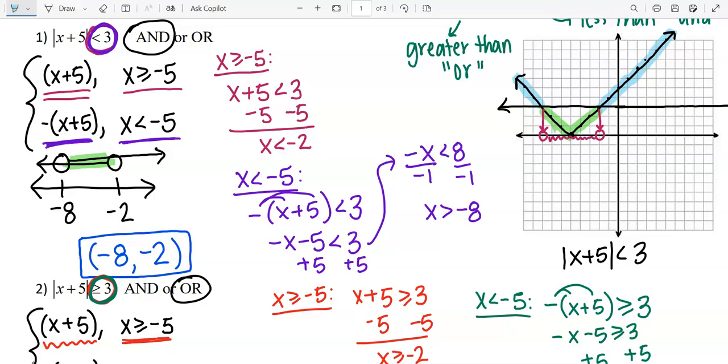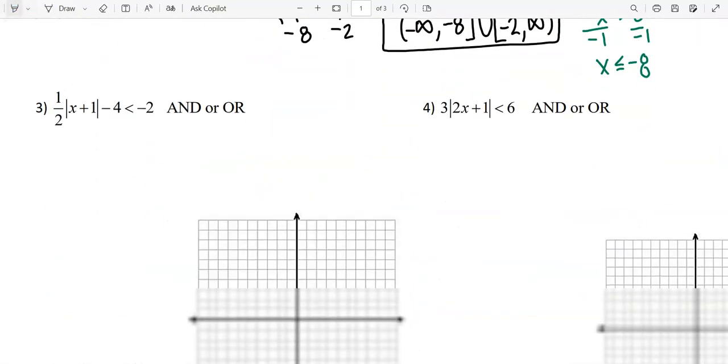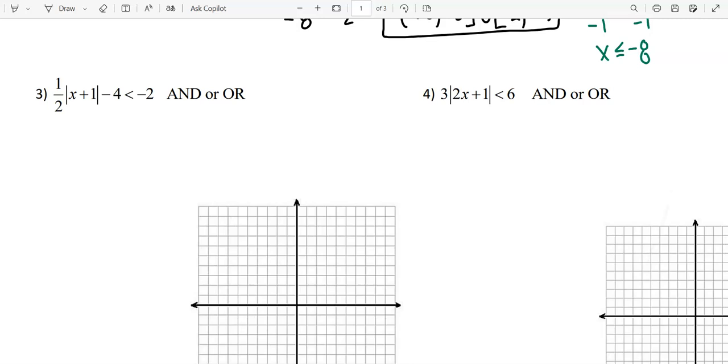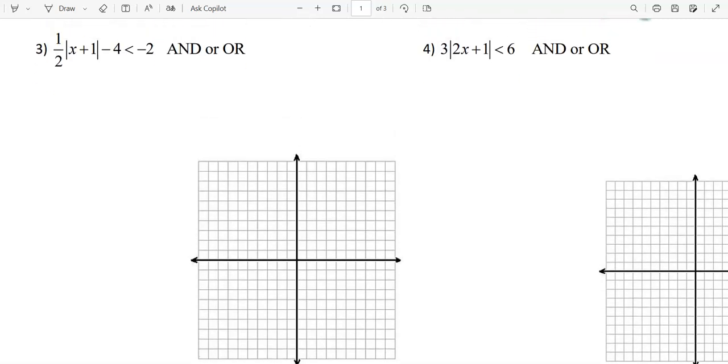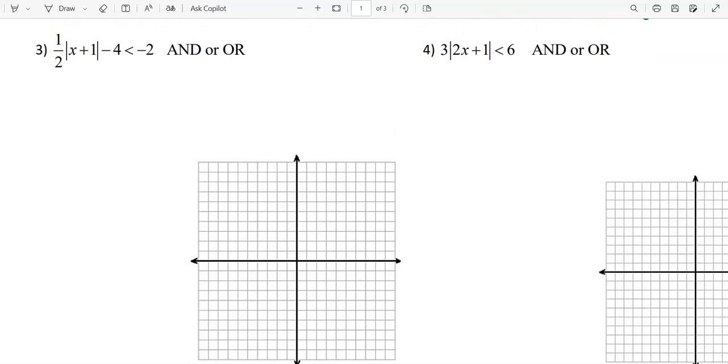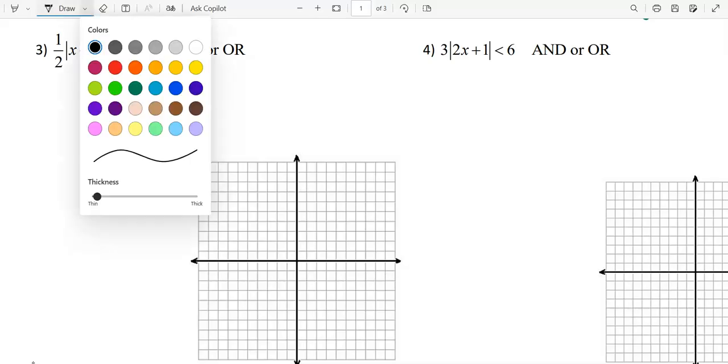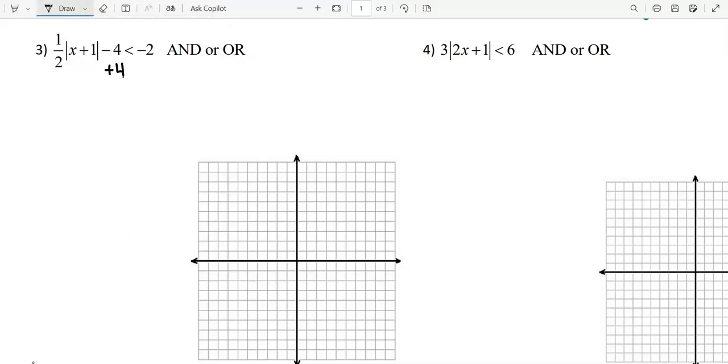From here on, including on your quiz tomorrow, the graphs are going to be provided for you if you want to try to make sense of the problem or you want to check yourself. You do not have to use the graphs for these. And we probably will not use the graphs for these. Number 3, what do I do first? Plus 4. Got to undo addition and subtraction before you undo multiplication.